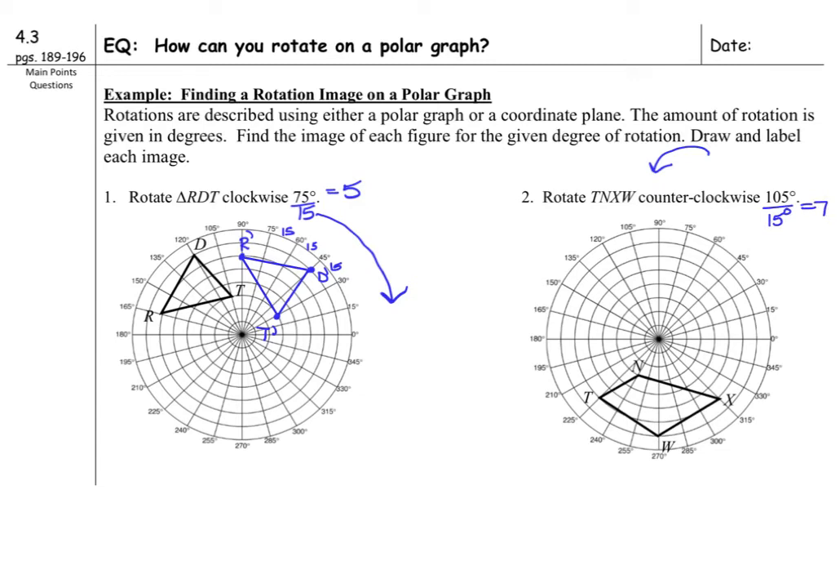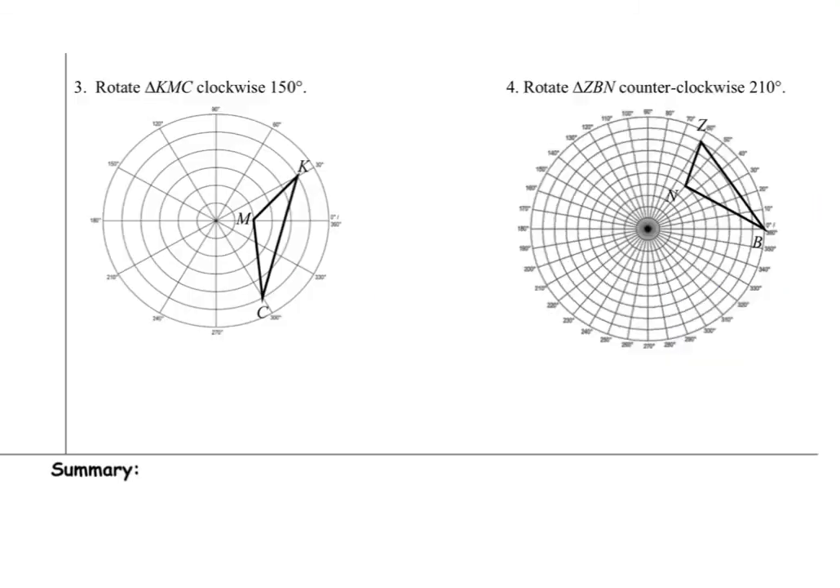So if I start here with point X, I'm going to go over counterclockwise 7 times. So 1, 2, 3, 4, 5, 6, 7. That will put me right here at the 60-degree mark. Go ahead, pause the video, and rotate the rest of the points. This is what your graph should look like. Make sure that you're labeling your new quadrilateral with the proper marks to represent that it's the image of the original. Next, we're going to rotate triangle KMC clockwise 150 degrees.